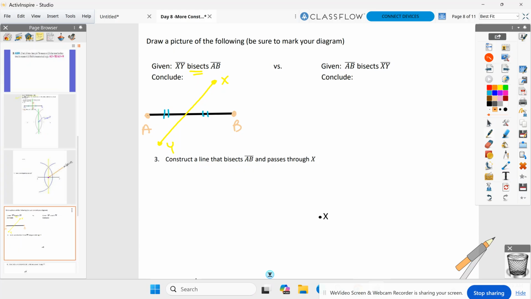What's up, sir? Can you use your compass to find it, or do you not need to? Well, that just said draw. So I just drew it in. Okay. But I do need the hash marks, though. Yes. I'm going to show you how to use your compass in a second. But anytime it says draw, save yourself time and frustration. Draw it in.